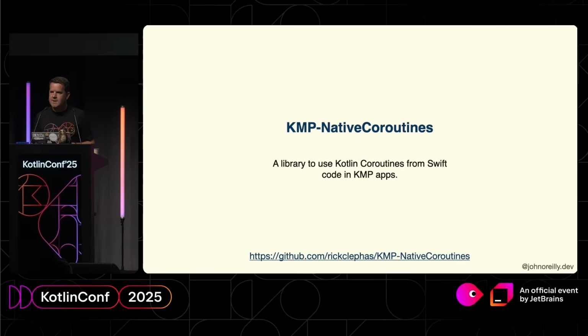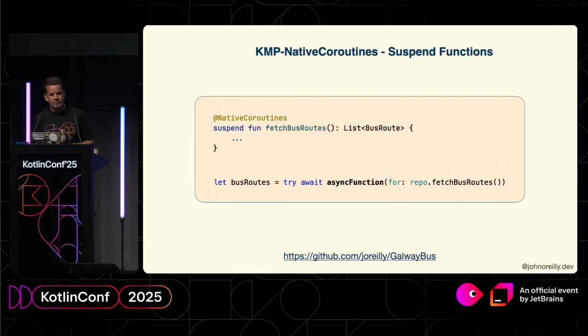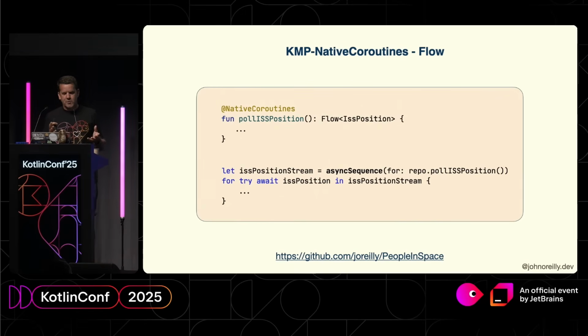First of these alternatives is the KMP-NativeCoroutines library. It was one of the first solutions created that provided interop for both suspend functions and flows, along with providing that cancellation support. For suspend functions, we annotate our Kotlin functions with @NativeCoroutines, and then in Swift use the library's asyncFunction to invoke, and can use that then with Swift's await. Likewise with flows, in this case using the library's asyncSequence function to convert the flow to a Swift async sequence. I can then use Swift's for await in this case to iterate over the values collected from that Kotlin flow.